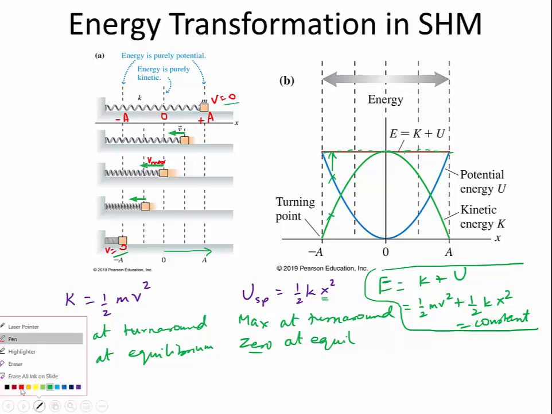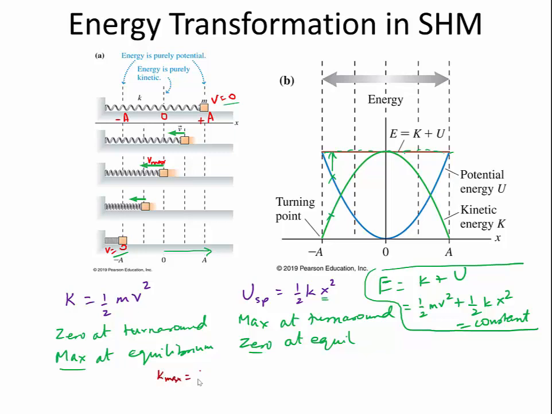So let's use this to get an important expression. We know that the kinetic energy maximum, K max, would be 1/2 m v max squared. And from a previous video, we saw that v max was simply 2 pi f times A. And so it'll be that whole thing squared. And the potential energy max would be 1/2 times k times A squared, because A is simply the max of the x.